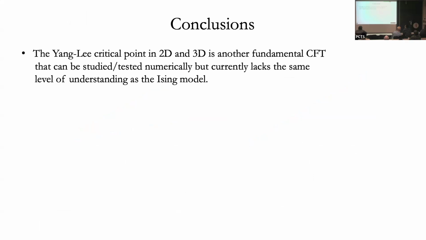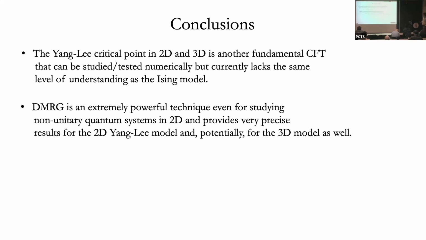I just want to highlight that the Yang-Lee critical point in 2 and 3 dimensions is another fundamental CFT that can be studied and tested numerically, but it currently lacks the same level of understanding as the Ising model. Ideally, we'd like to have the same table which we saw before from the David, Simmons-Duffin paper, but there's no such table for Yang-Lee. There are no OPE coefficients, and even the first scaling dimensions are really not known in 3D. But hopefully, using this fuzzy sphere, we can start filling in the plots in this paper.